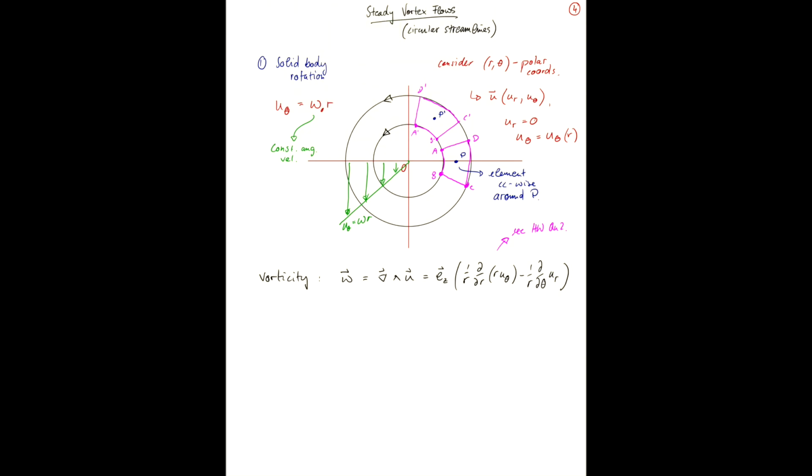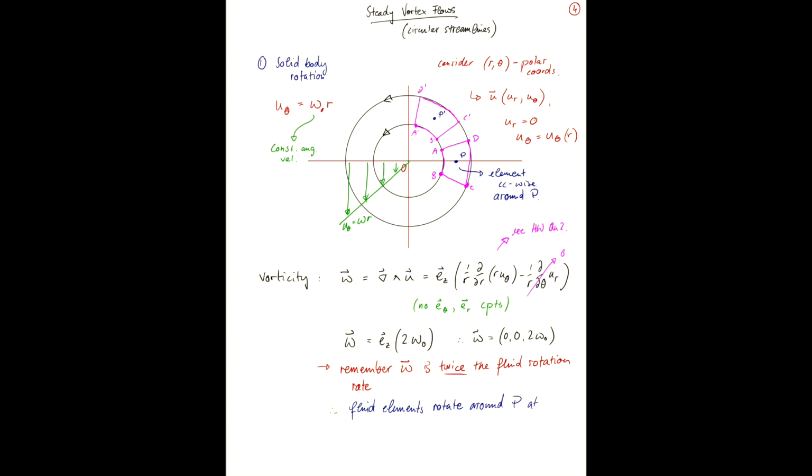There are no theta or r components to the vorticity, which is not surprising. And one more simplification, u_theta does not depend on theta, it just depends on r, so this component also goes to zero. We'll find that omega is really just e_z times 2 omega_0. In component form, you would write it as 0, 0, 2 omega_0. Let's remember from last time that the vorticity is simply twice the fluid rotation rate, and all the fluid elements therefore rotate around P at rate omega_0, i.e., fluid elements rotate around their center at the same rate as every particle rotates around the origin.